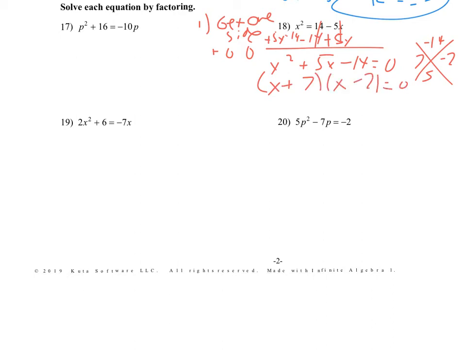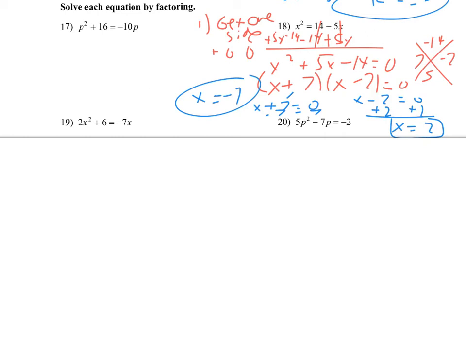Now I need to solve these individually, so I set x plus 7 equal to 0, and I set x minus 2 equal to 0. On this one I'm going to add the 2 over, on this one I'm going to subtract the 7 over. So I get x equals positive 2, and I also get x equals negative 7 for this one.